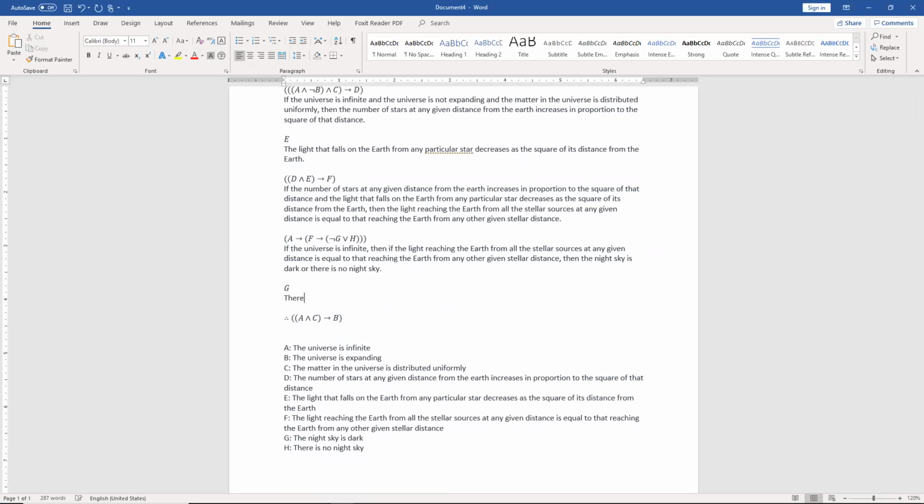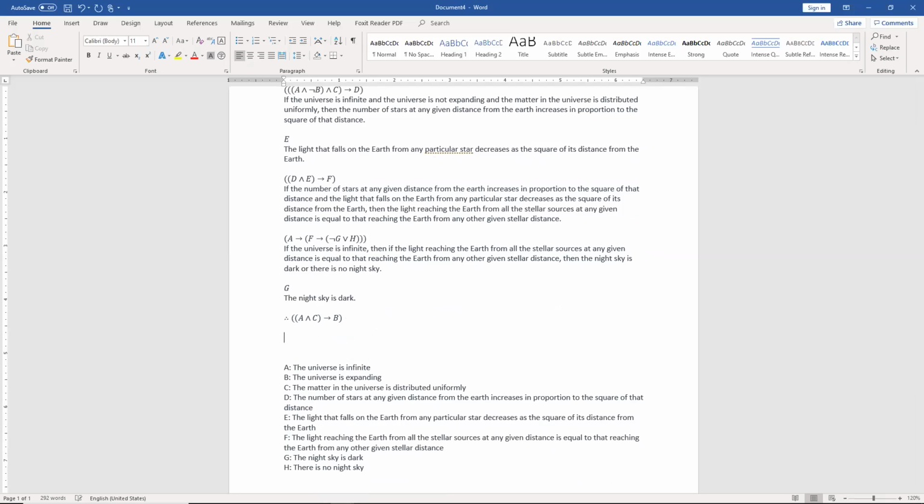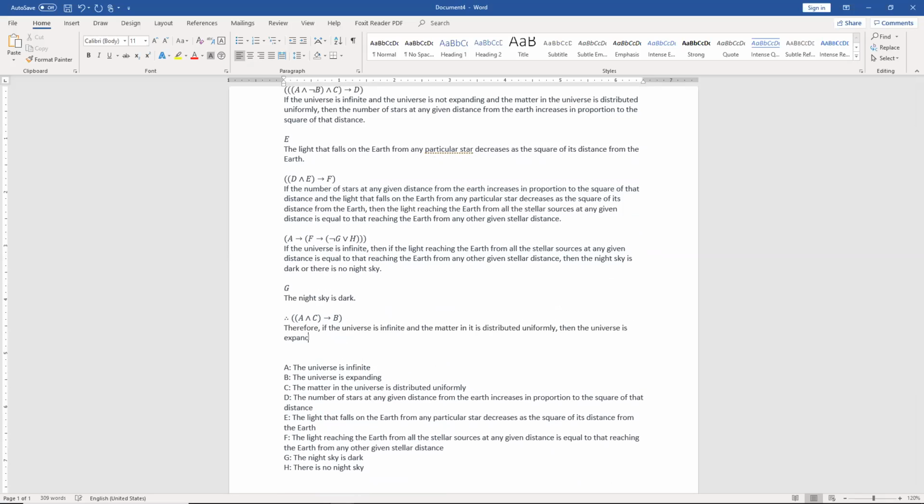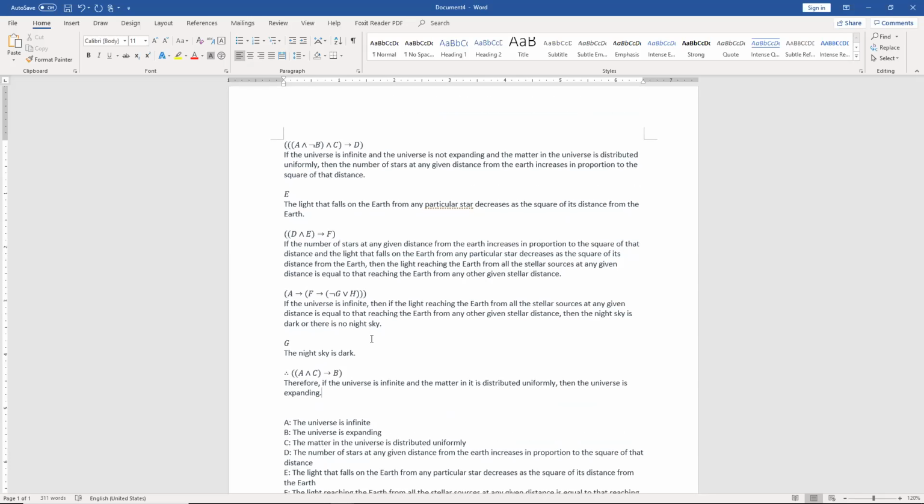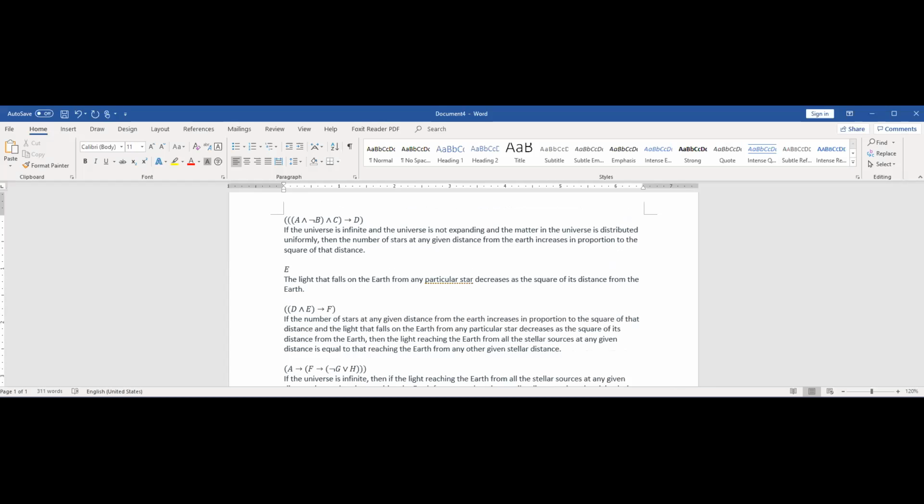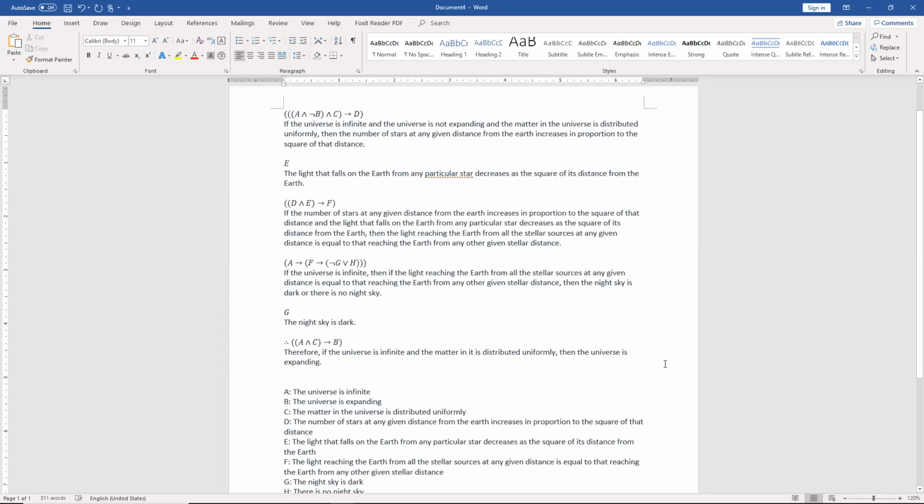G, the night sky is dark, easy peasy. And the conclusion, therefore, if the universe is infinite and the matter in the universe is distributed uniformly, then the universe is expanding. So that's how you would translate this argument.